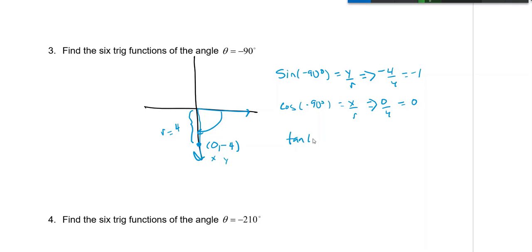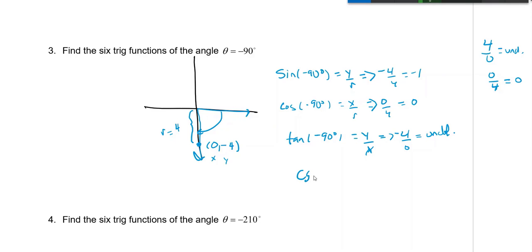And the tangent of -90 degrees is y over x, which in this case is -4 over 0, which is undefined. You can't divide by 0. Remember that 4 over 0 is undefined, whereas 0 over 4 is just 0. You can divide into 0, you cannot divide by 0.